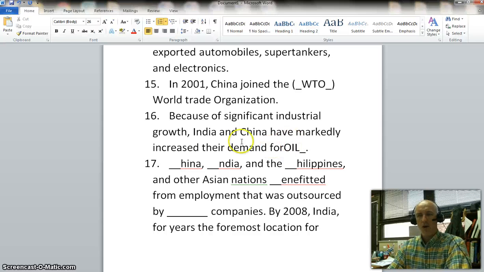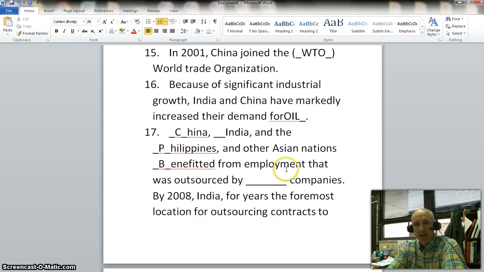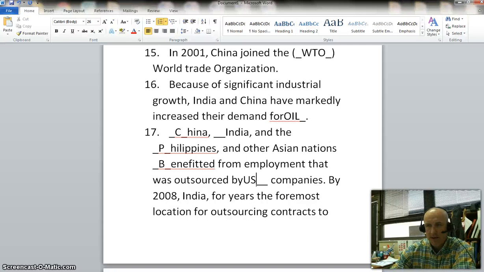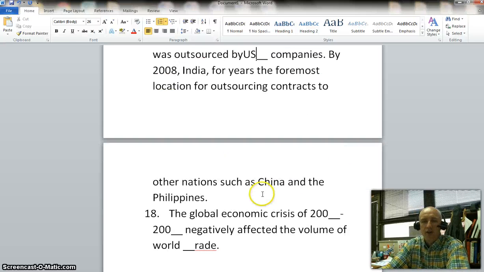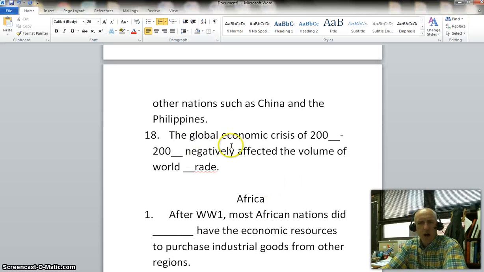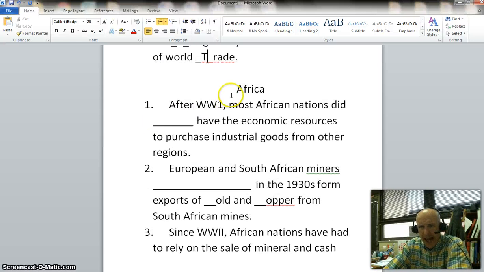China, India, and the Philippines and other Asian nations benefited from employment that was outsourced by U.S. companies. That's right, the U.S. factories going over there. By 2008, India, for several years, was the foremost location for outsourcing contracts to other nations such as China and the Philippines. The global economic crisis of 2008 and 2009, this is right when Barack Obama became president, negatively affected the volume of world trade.